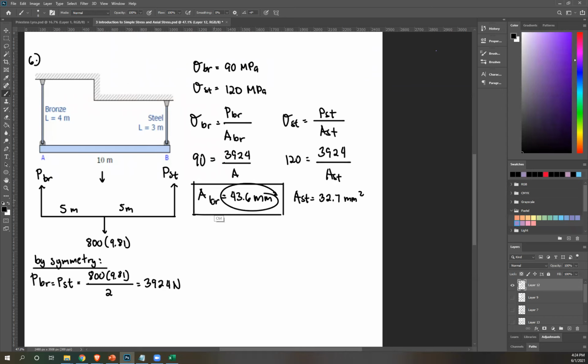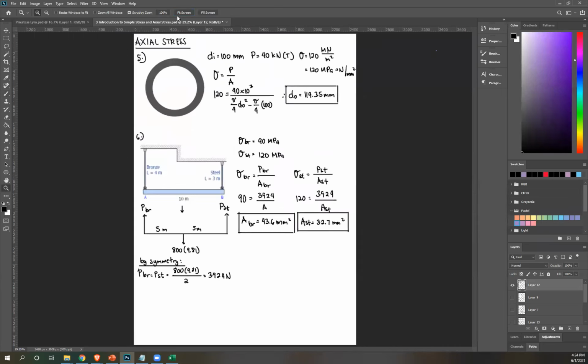This is the smallest area possible for the bronze rod. This is the smallest area possible for the steel rod. Okay? We're not looking for smallest area for both rods. It's for each. That's our answer. Okay, that's numbers 5 and 6. Do you have any questions? Once again, please answer in the chat.